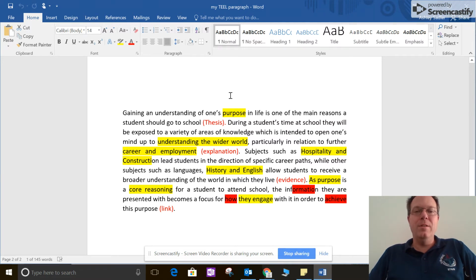Now, in order to do my next sentence, the thing you've got to do is think what in my first sentence needs explaining. Well, we need to explain this concept of purpose. So I'm going to do an explanation sentence next.